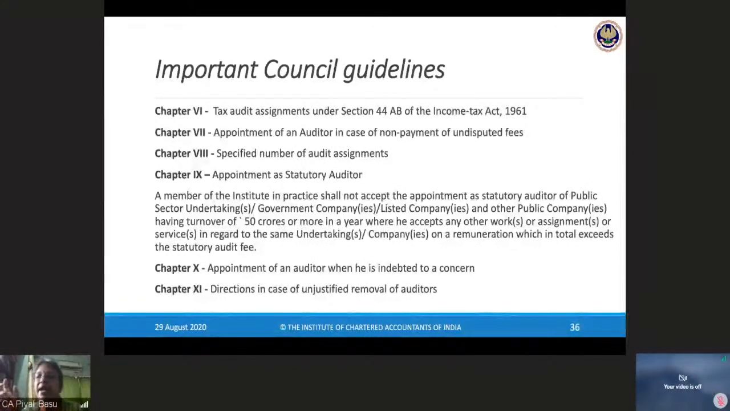So for any kind of indebtedness, if you have taken a loan, we can't take up an audit there, any type of audit. And it is not only the statutory audit, but other audits also, internal, stock audit, whatever. We cannot do a concurrent audit in a bank. And the quantum in this case is exceeding more than 10,000 for your exam purpose. Keep that in mind.